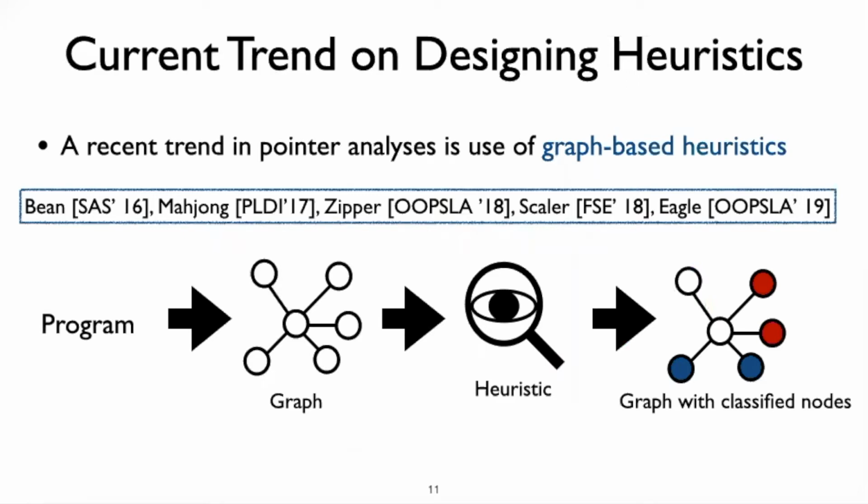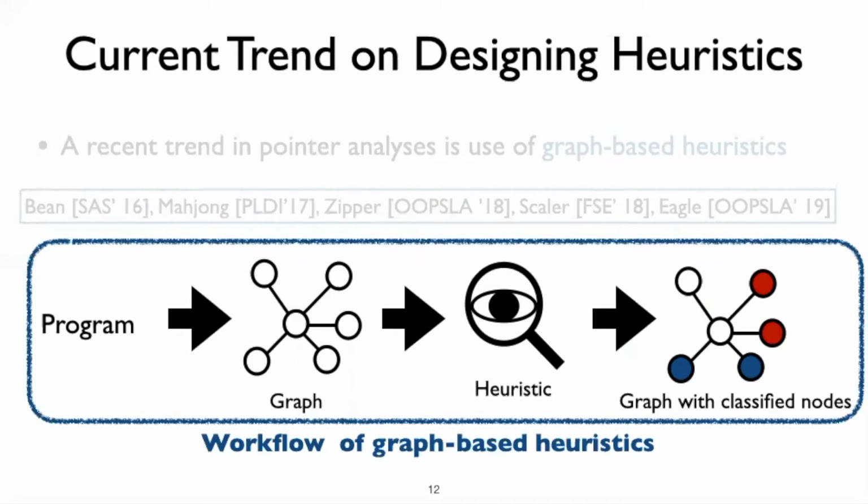Recently, the use of graph-based heuristics has emerged as a trend in pointer analysis. Since 2016, using graph-based heuristics has become a promising way to develop cost-effective pointer analyzers. And various graph-based heuristics have shown their effectiveness at premier conferences like PLDI, OOPSLA, FSE, and SAS. Now I'll briefly explain how the graph-based heuristics work.